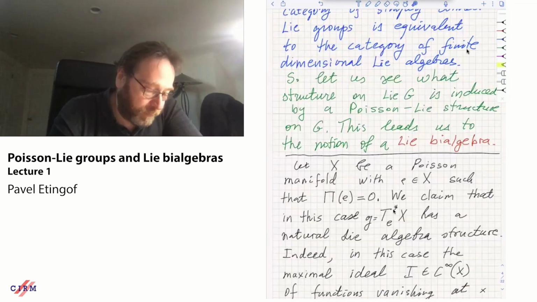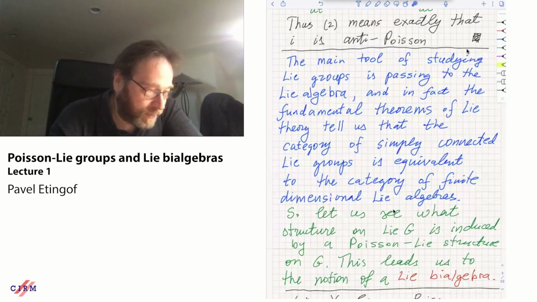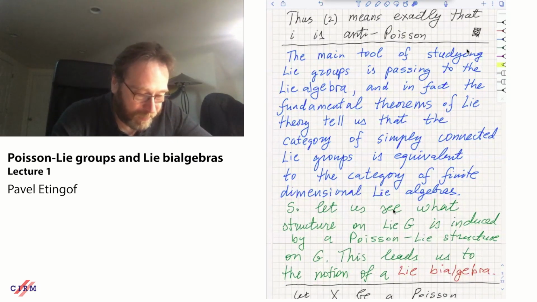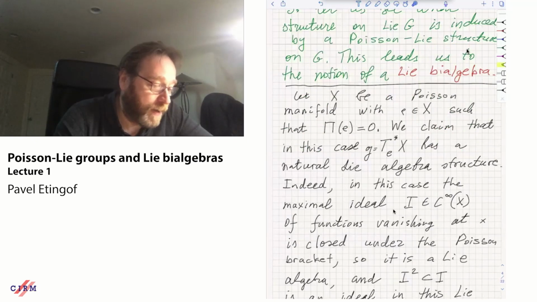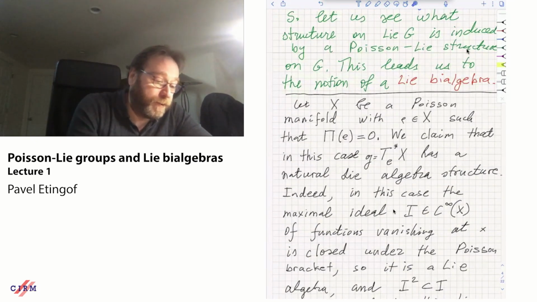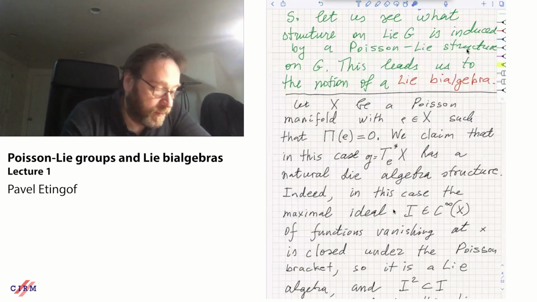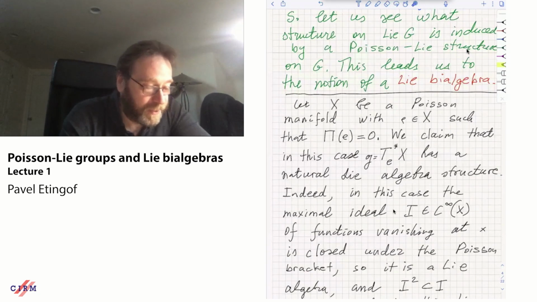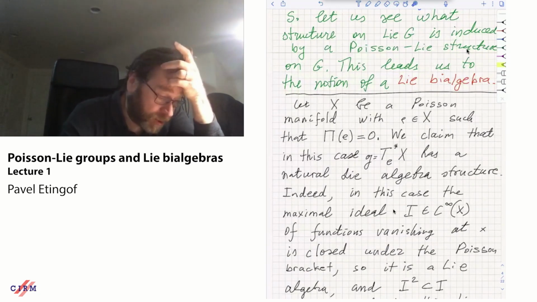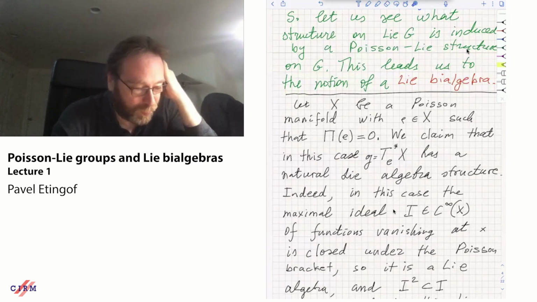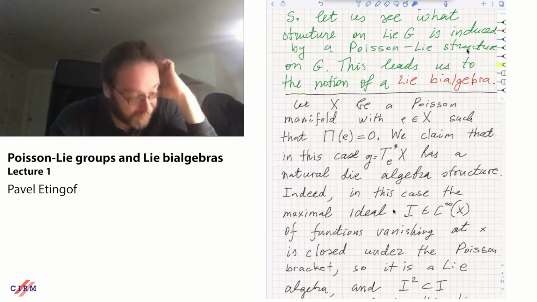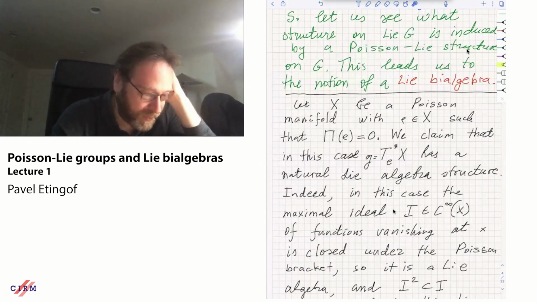So first of all, let me talk about general Poisson manifolds. If you have a Poisson manifold X and a point E in X where the Poisson bivector vanishes, then you can make a linear approximation at this point. This is relevant to what we are discussing because we know that the Lie group is such a manifold.